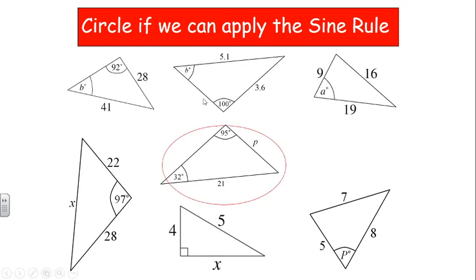We could apply the sine rule to this triangle. We could work out the length P by pairing it with 32, as we have a pair of 21 and an angle of 91. We could apply the sine rule to this triangle. We've got a matching pair of a length 41 with an angle 92, and we could pair up our 28 with the angle B. And lastly, we have this triangle. We've got a matching pair between the 3.6 and the B, and a matching pair between the 5.1 and the 100.